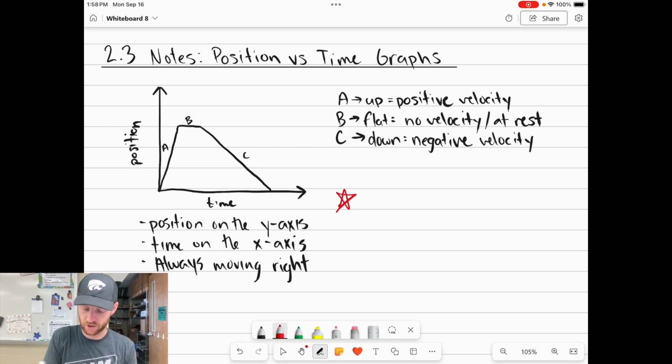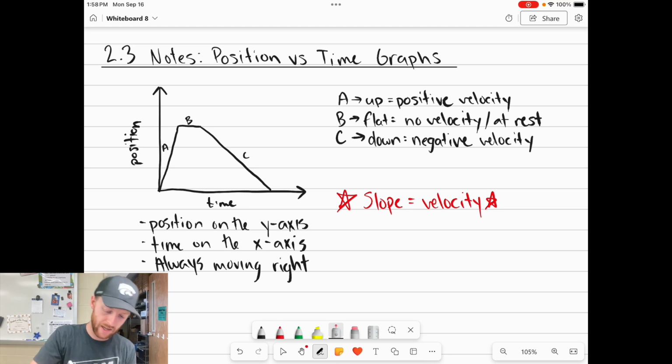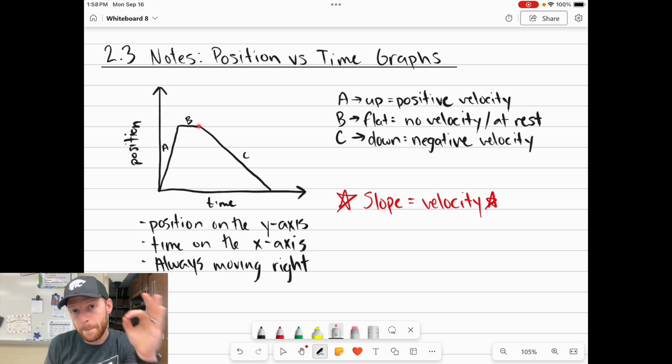So this is going to be kind of a star important bit here that we need to remember. And it's that the slope of this graph tells me the velocity. So if I were trying to list these in order of fastest to slowest, A would be my fastest line because it's got the steeper slope, then C, and then B would be the slowest because it's not moving at all. So the slope matters.